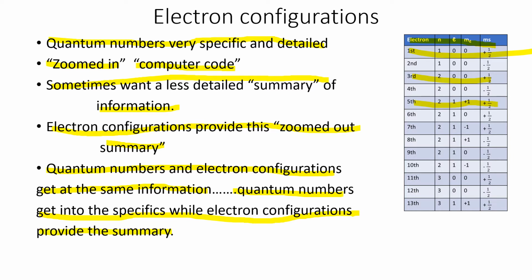One way of thinking about this is, we talked about how quantum numbers can look like a set of computer code. If we use that analogy a little further, when you look at those quantum numbers, that's like looking at the computer code. That's the real details. When you're doing electron configurations, you're not looking at the details of the code. You're just using the information that the code is providing. So that's the zoomed in, zoomed out approach: the electron configurations are giving us that zoomed out view, while the quantum numbers are those zoomed in, detailed specifics.